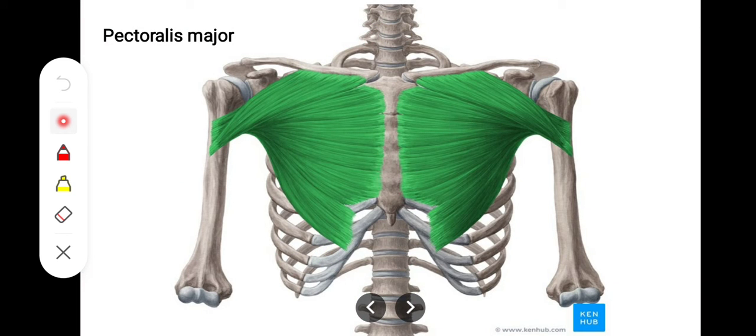The first one is the pec major muscle. Now where is it originating from? It is originating from the medial 2/3 of the anterior surface of the clavicle. Along with that, it's also originating from the anterior half of the breadth of the manubrium sterni and from the sternum itself, and also from the first 6 costal cartilages. So all this is the origin of the pec major muscle.